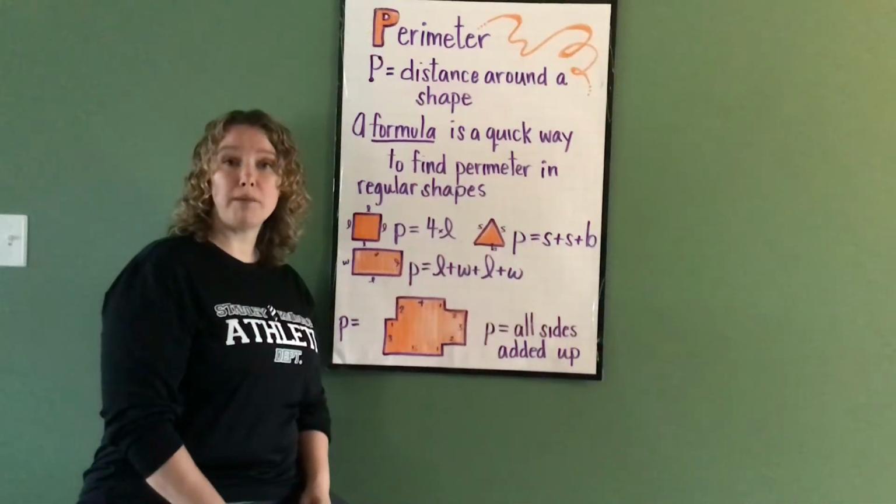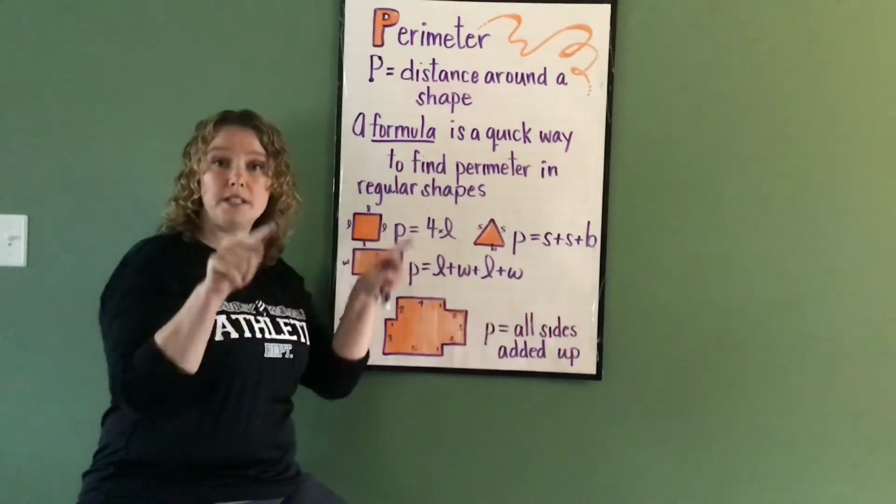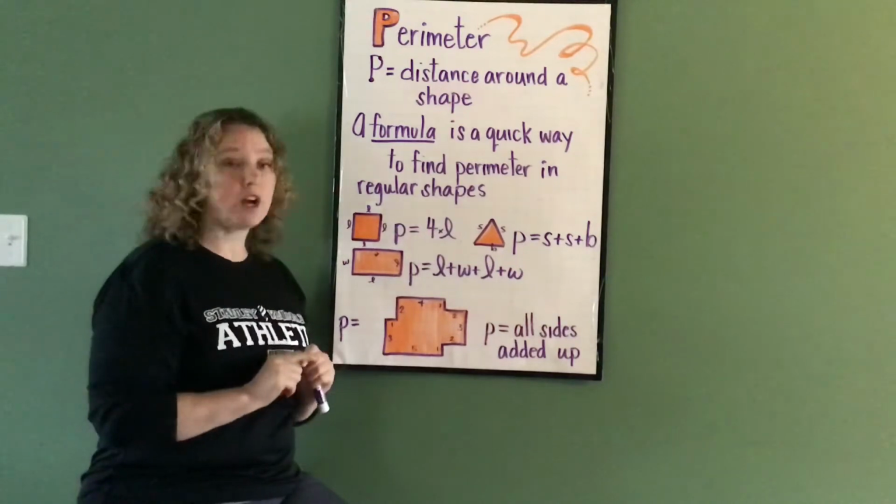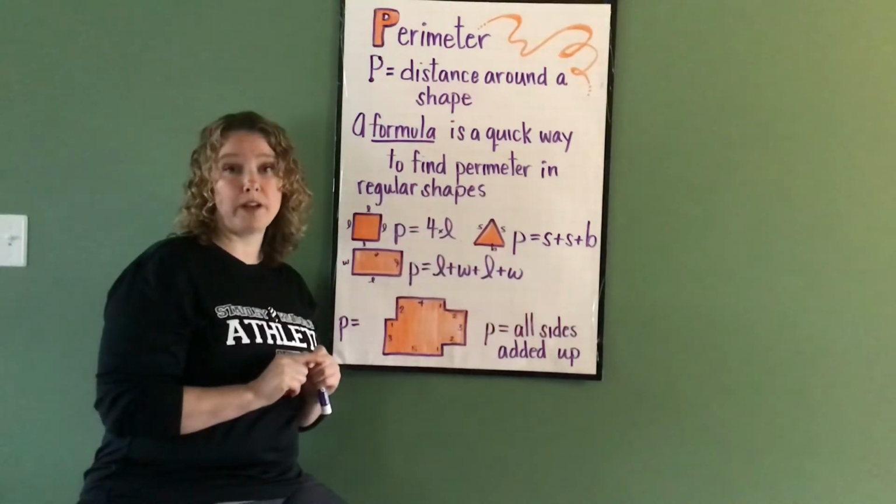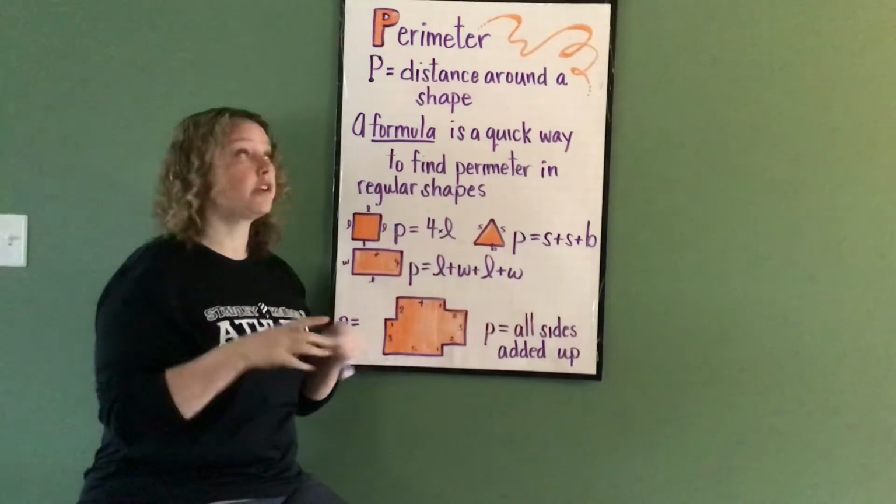Hi guys, so today we're talking about perimeter, and perimeter is the distance around a shape. And we're going to be talking about a few different regular shapes and some irregular shapes and how to find the distance around for each.